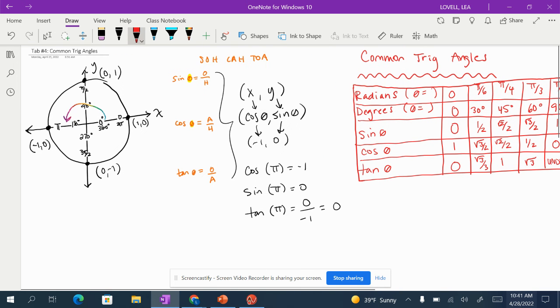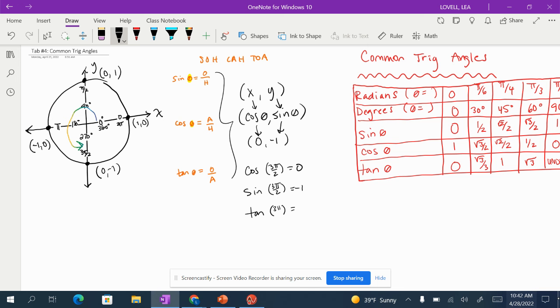Let's go to 270. All right, 270. Okay, so we are starting at 0 and we are rotating all the way down to 270, also known as 3 pi over 2. The point on the unit circle corresponding to that is going to be 0, -1. Remember that the x coordinate corresponds to cosine of theta. So the cosine of 3 pi over 2 is going to be 0. The sine of 3 pi over 2 is going to be -1.